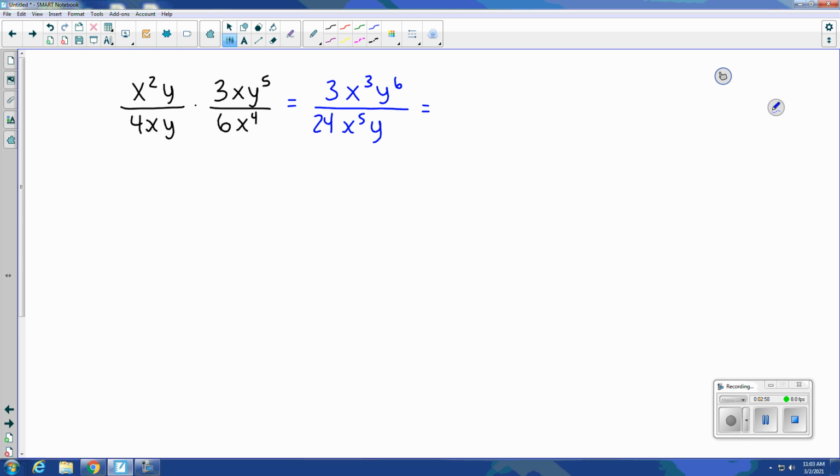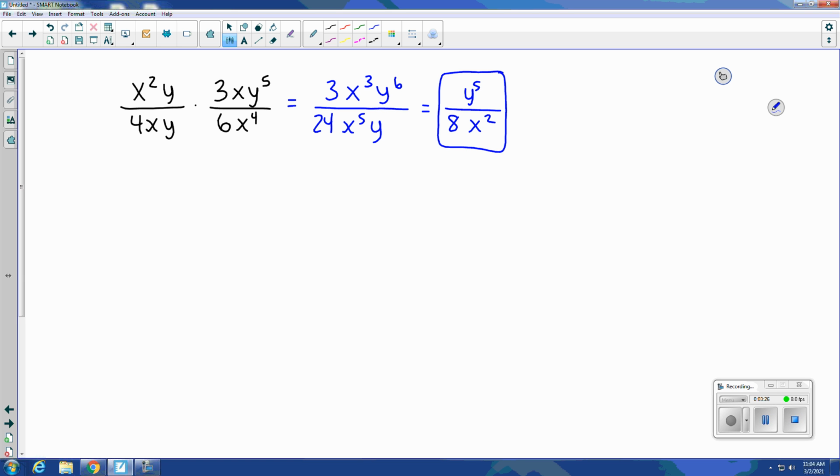So to simplify this, we look at the numbers. They're both divisible by 3, so that 3 becomes a 1, and the 24 becomes an 8. There's 3 x's up top, 5 on the bottom, so if I remove 3 from both, there's none left on the top, and there's 2 left on the bottom. For the y's, there's 6 up top, 1 on the bottom, for a total of 5 left on top when I remove 1 from each. And here is my fully simplified product of these two rational expressions.